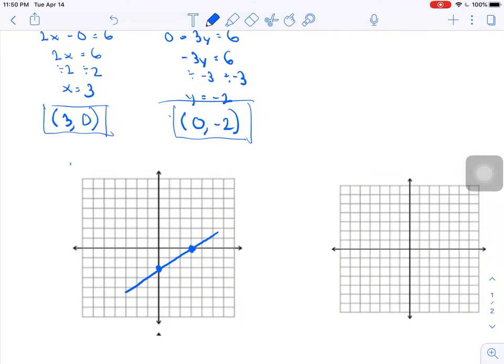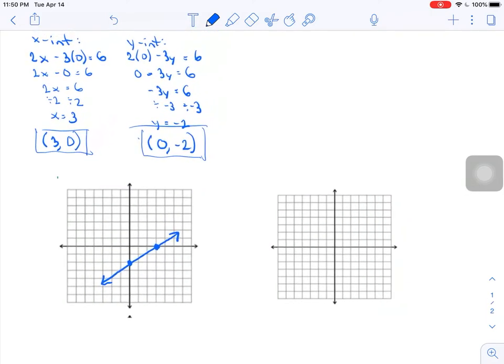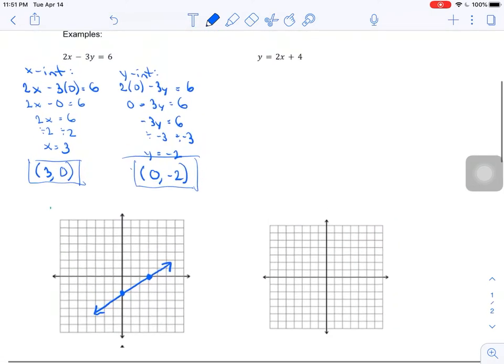And remember yesterday we talked about making the line nice and long and putting those arrows on the end to show that it keeps going. There's other points in the pattern if we keep going out. So that's how you graph using intercepts.